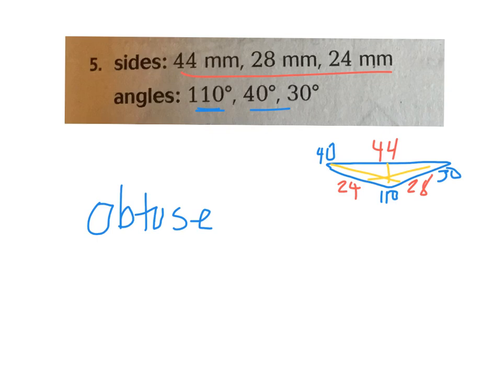Okay, so if we go, so scaling. I keep having to flip pages. You should be able to just look in your journal. Okay, scalene. So that's number 5, an obtuse scalene triangle.